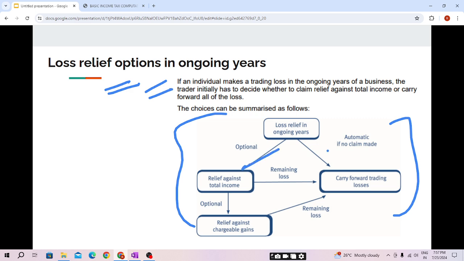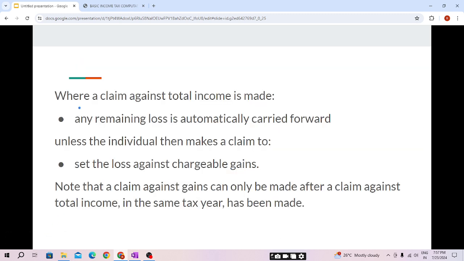of the relief. These are the options which are available to an individual to claim the current year loss. Either he can carry forward or he can set off against total income. After setting off against total income, either he can carry forward, or he can set off against chargeable gains, then carry forward. Where a claim against total income is made, any remaining loss is automatically carried forward. So if an individual does not claim option number 1, it will be automatically carried forward unless the individual then makes a claim to set the loss against the chargeable gains.